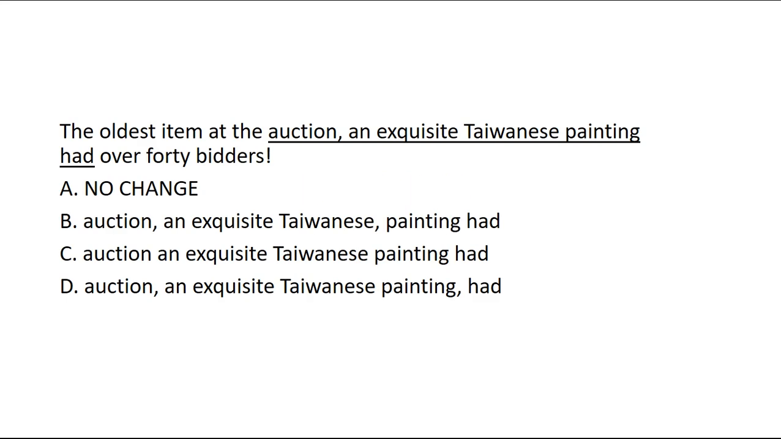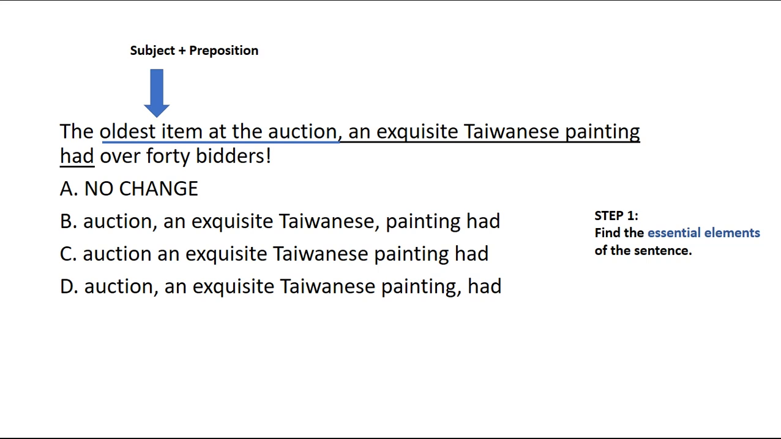Here we are, one from an actual test. The oldest item at the auction, comma, an exquisite Taiwanese painting had over 40 bidders. Our job is to figure out where the correct punctuation should be to properly show where the parenthetical clause is. So step one is we want to find the essential elements. So on the left-hand side, I have my subject plus my preposition. So here we go, the oldest item at the auction. All right, next one, we're going to find the predicate. So had over 40 bidders. So right here, had over 40 bidders. And so therefore, the stuff in the middle is most likely going to be non-essential.